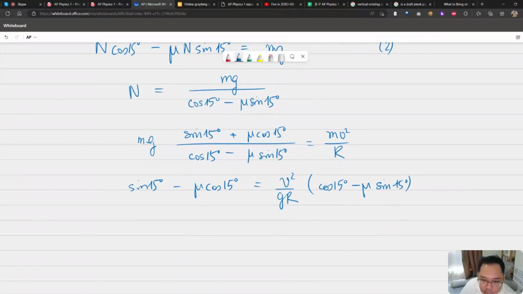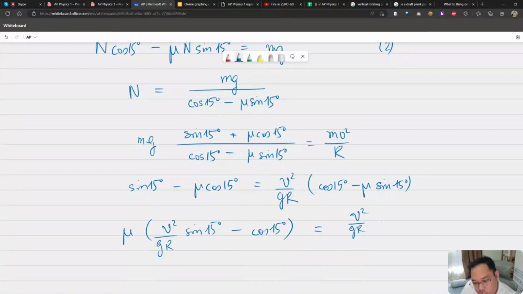Making mu a common factor, moving 1 to the right: v squared over gr times sine 15, and minus cosine 15. And then mu is a common factor, right? This negative side becomes positive side here, equal to v squared over gr times cosine 15. Subtract sine 15.